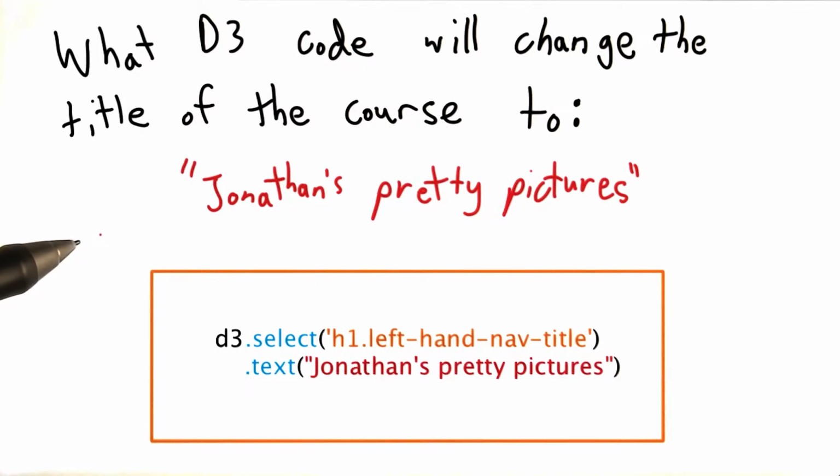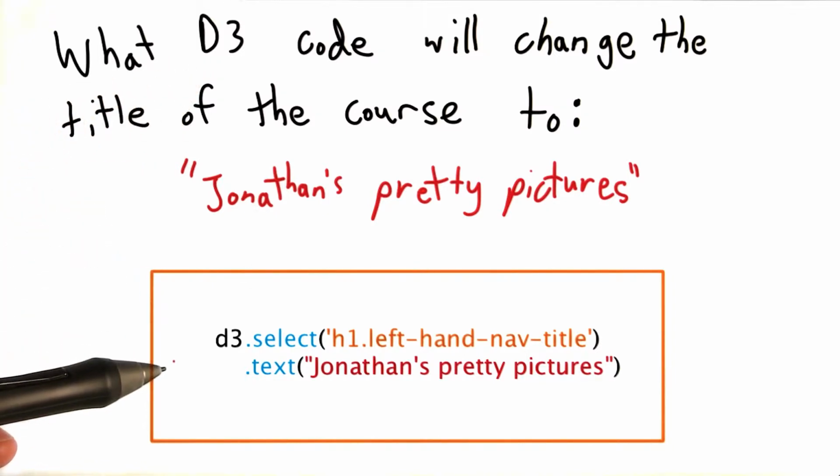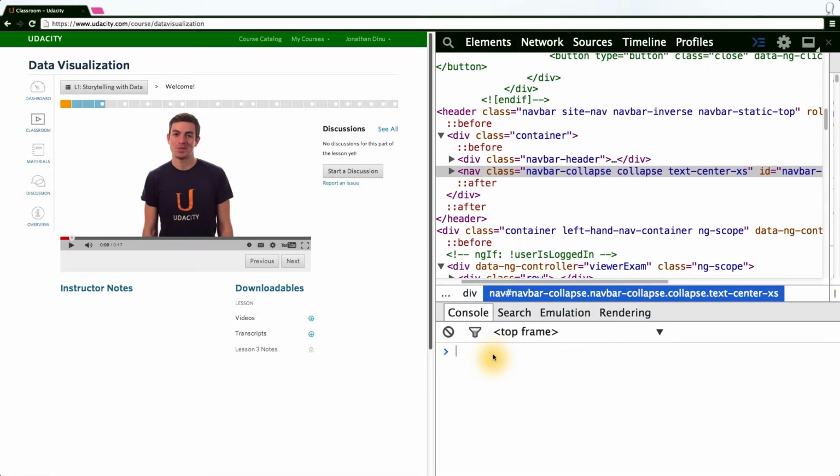Just like some of the earlier quizzes, and due to the flexibility of D3, CSS selectors, and JavaScript, there's many right answers to this quiz. To change the title of the course, all we need to do is figure out what type of class or ID we can select the title with.